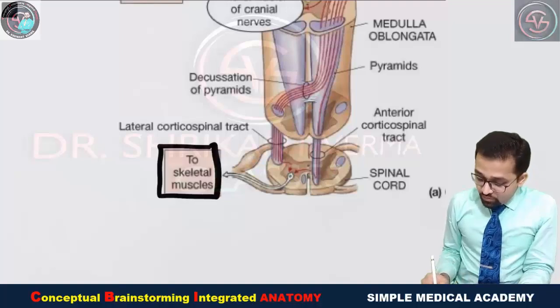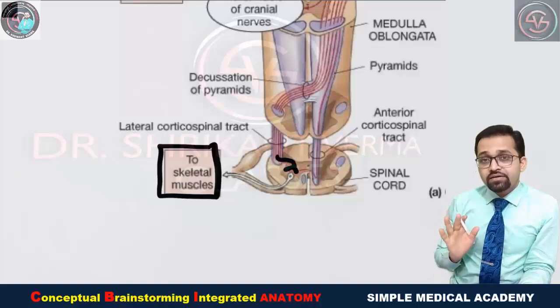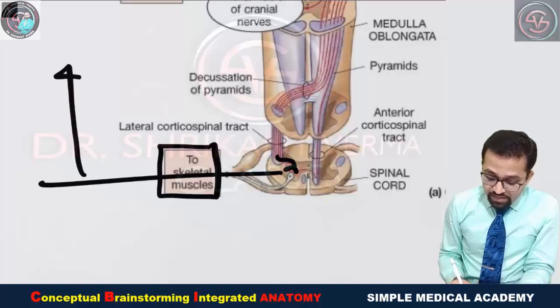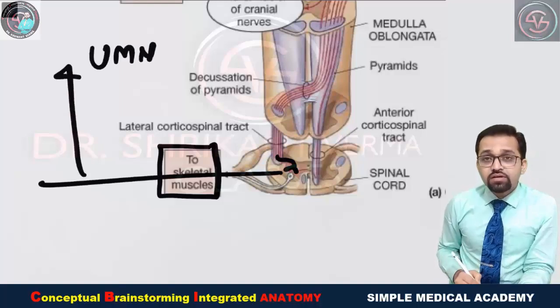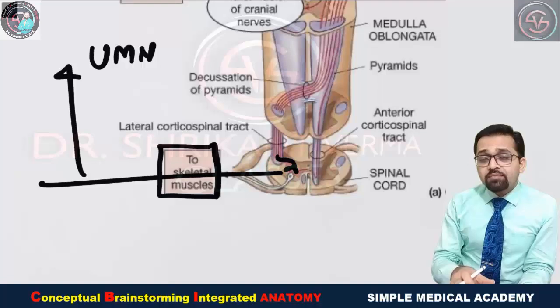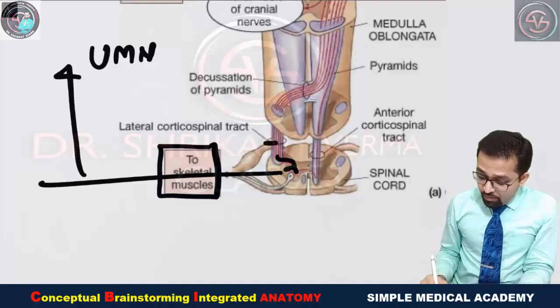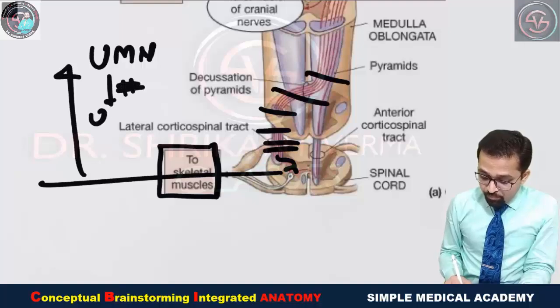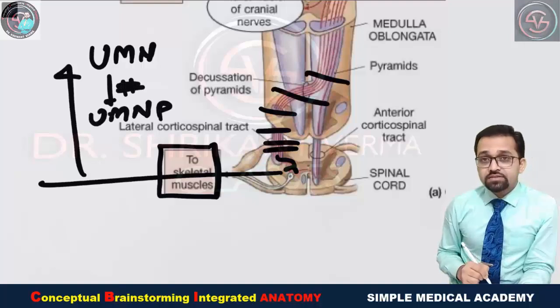Now you can observe when these fibers are reaching down and they have to supply the skeletal muscle, what they are doing is giving one single fiber ending. Okay, so whatever nerve fiber is above this level is known as the upper motor neuron, and any kind of damage in this pathway above this cell is known as upper motor neuron paralysis.